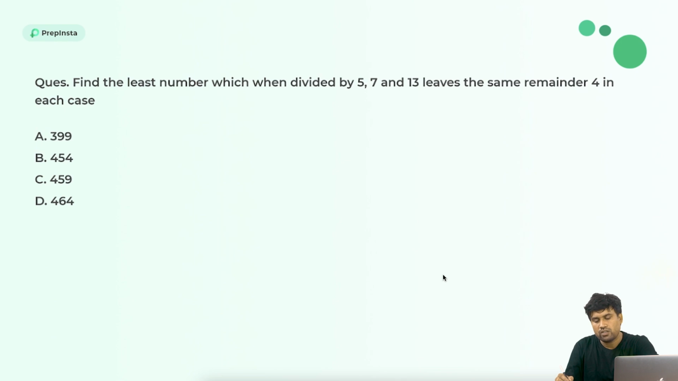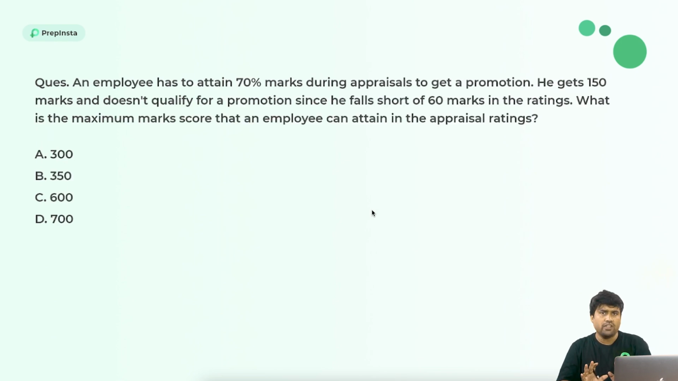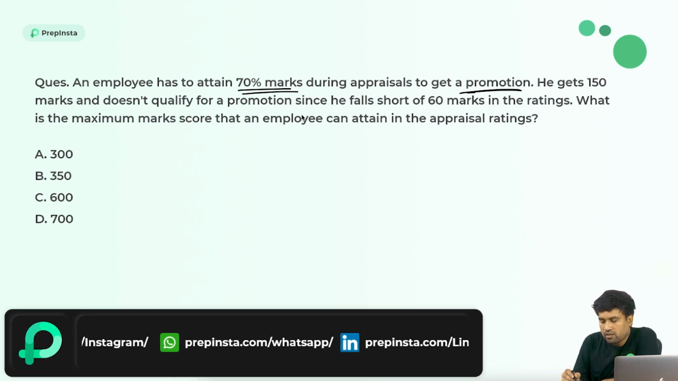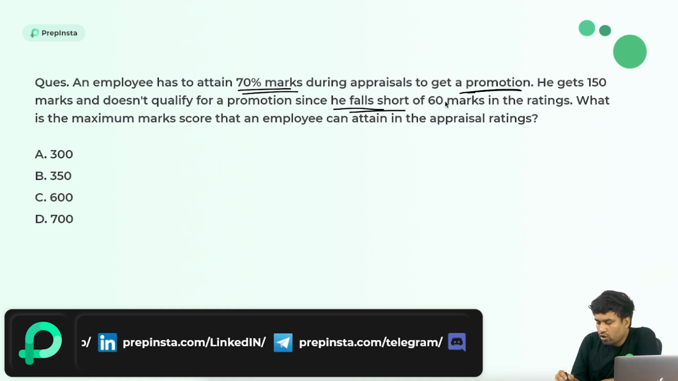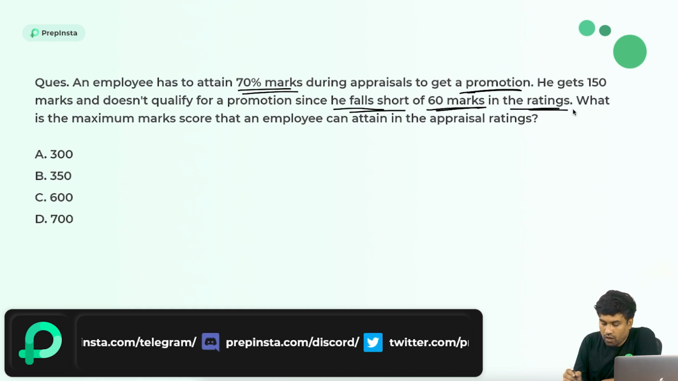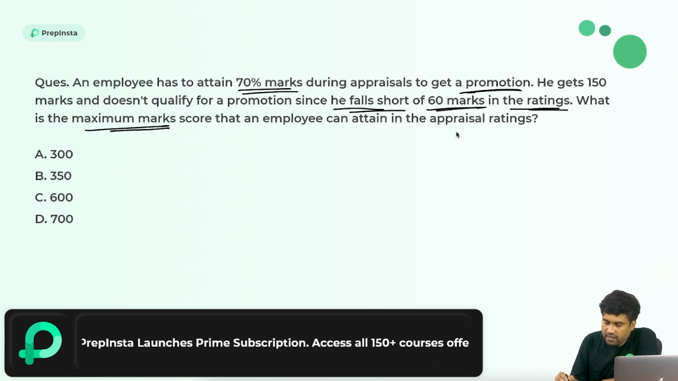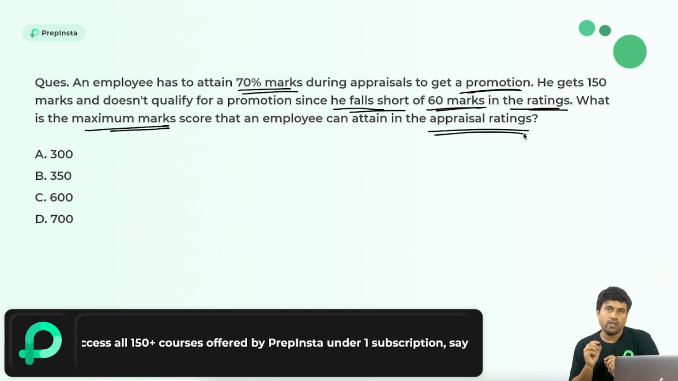So just look into the next question. Try to pause the video guys, try to solve it on your own first and then we will look into the explanation. So just look into the question explanation. An employee has attained 70% marks during the appraisal to get a promotion. He gets 150 marks and does not qualify for the promotion since he falls short of 60 marks in the rating. What is the maximum marks score that an employee can attain in the appraisal rating? So just look at here guys.